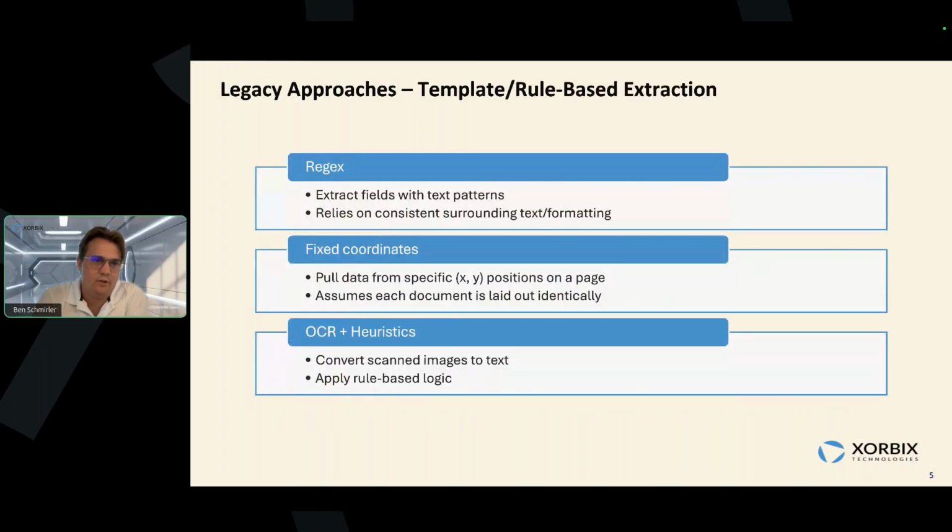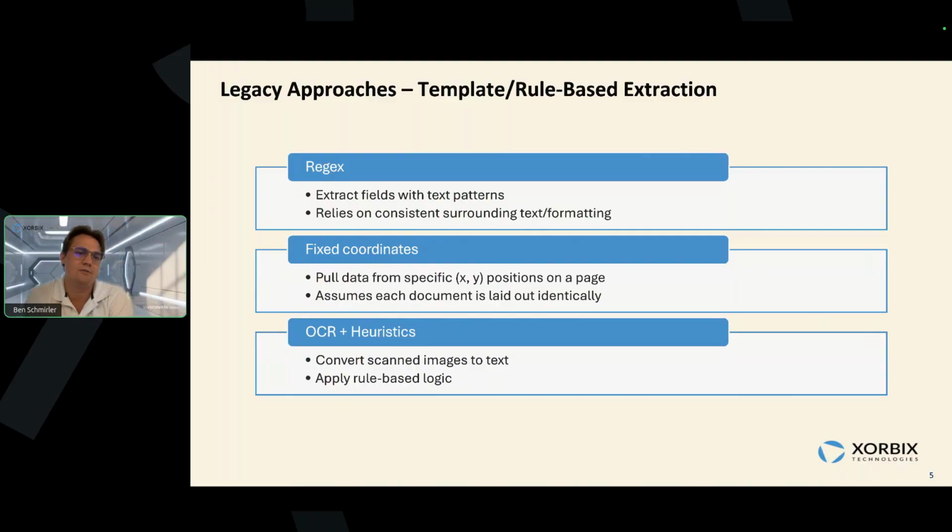So when you look at some of the legacy approaches, there's a few of them, right? I mentioned that fixed coordinate approach where you're setting the boxes, the X and Y coordinates, and positioning it on a page to extract data. That is pretty error prone, right? And it assumes each document is laid out identically, which is, let's say, a short-sighted assumption. It's not typically what you see in practice.